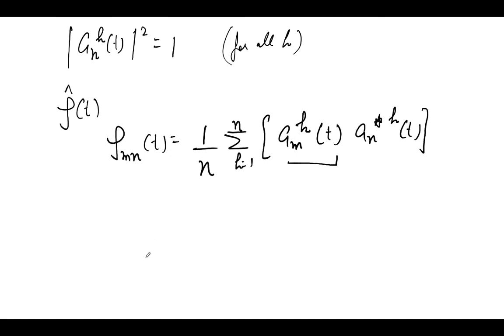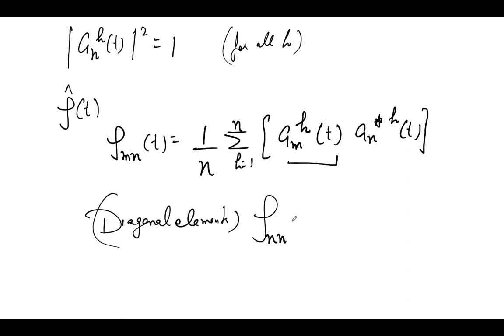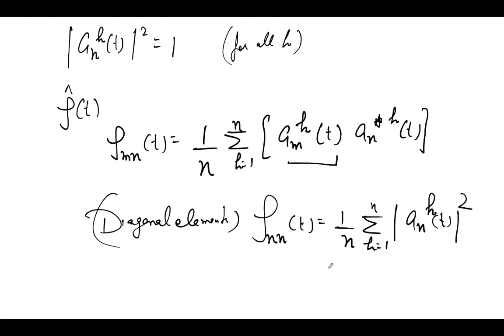Now if we have all these particles, identical and present in the same state, then these are known as the diagonal matrix elements. So that is the density ρ_nn equal to 1 over N summation of k equal to 1 to N of |a_nk(t)|², which is equal to 1. So a_nk(t) is itself a quantum mechanical ensemble average, so it is a double averaging process.